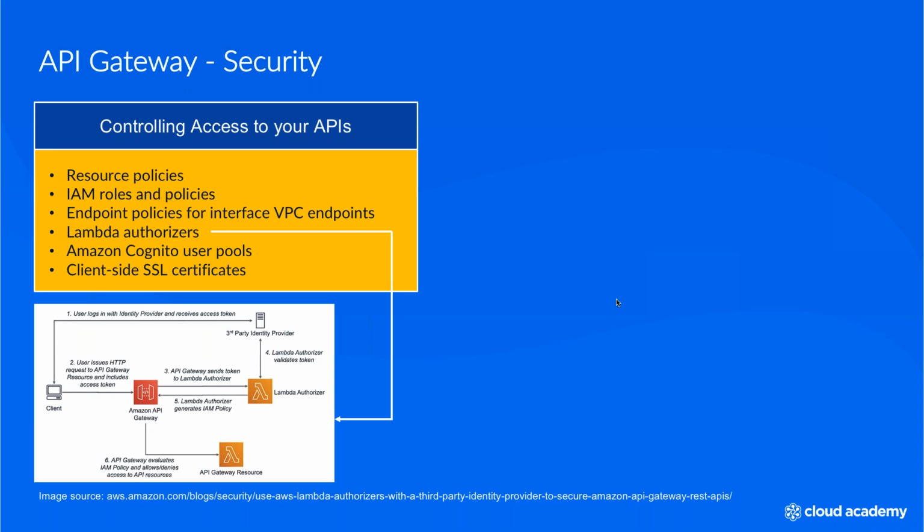We also have Amazon Cognito user pools, which we looked at a moment ago, and this allows you to use the user pools for authentication and authorization for your REST APIs. And then we have client-side SSL certificates. Now, these can be used to ensure that any HTTP requests to your backend system are from API Gateway.